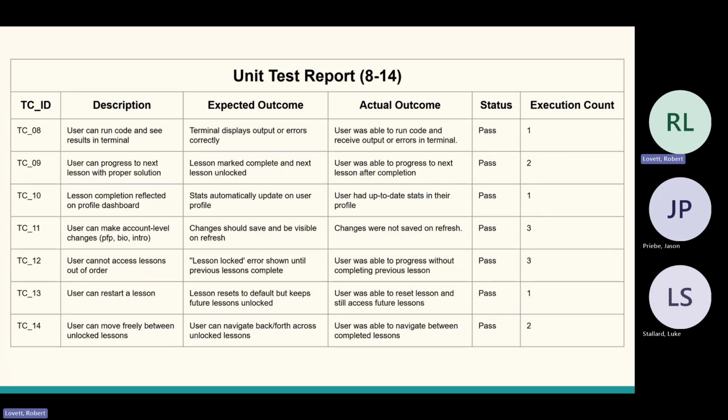And here's the rest of them. 8 was able to pass at the first attempt. The user was able to run code and receive the output or errors in the terminal. 9 took 2 attempts, but the user was able to progress to the next lesson after the second attempt. 10, also, the user was able to have up-to-date stats in their profile. It only took 1 attempt to complete.